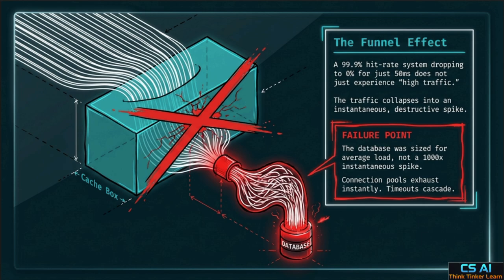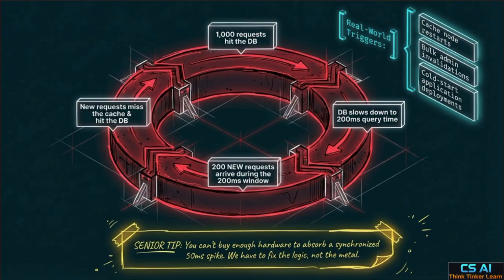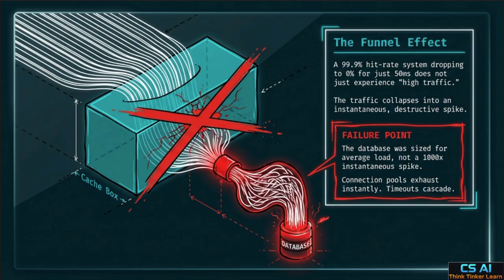Your database was likely sized for average load, not a 1000x surge. Connection pools exhaust in milliseconds. Timeouts cascade, and before you know it, the service is down. That is the definition of a distributed system meltdown.